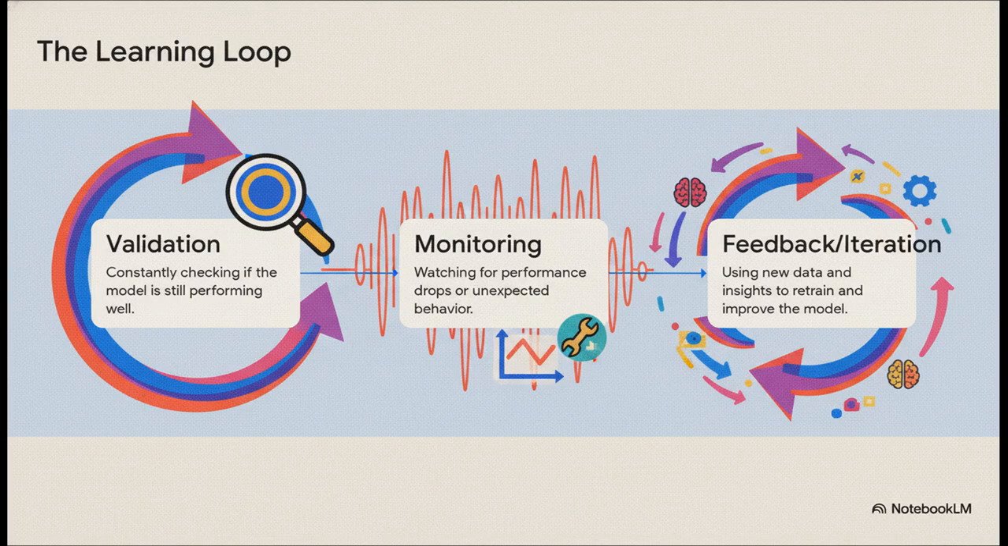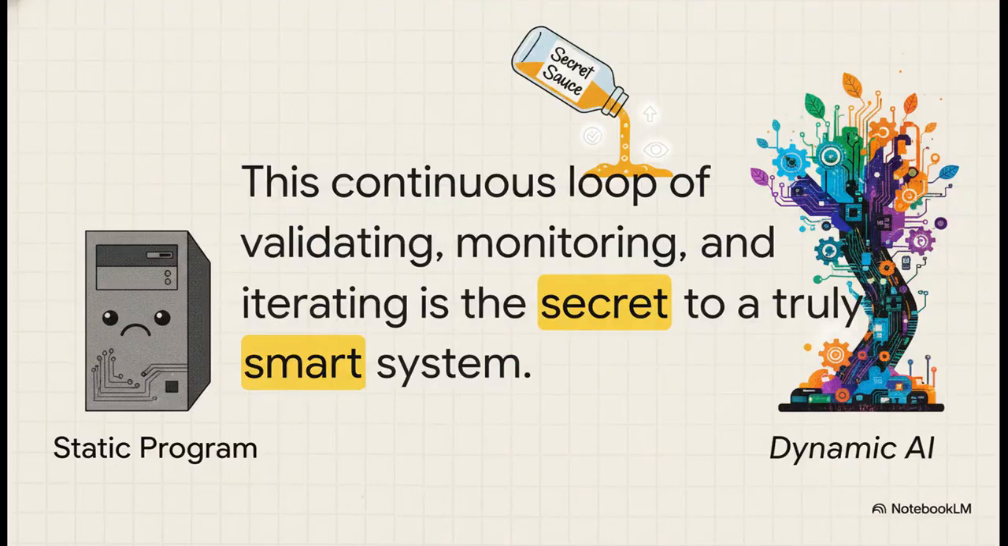We use new data, new feedback to retrain and improve the model, which sends it right back to the beginning of this loop, only this time a little bit smarter. This cycle, this loop of validating, monitoring, and then iterating, that is the real secret sauce. It's how your streaming service went from just recommending popular movies to suggesting that obscure indie film you ended up absolutely loving. It's what separates a simple, static computer program from a dynamic, living intelligence that's always adapting to you and to a constantly changing world.